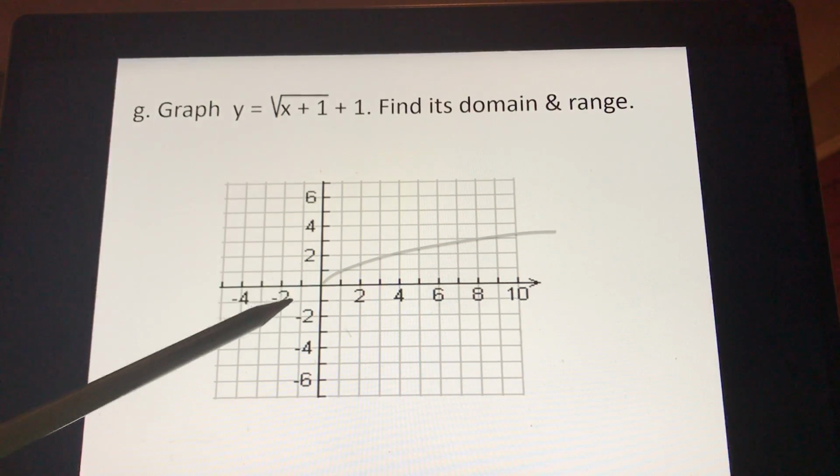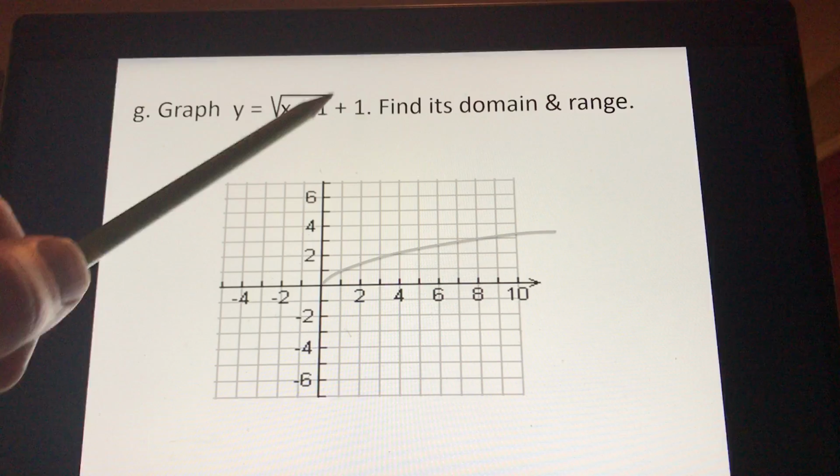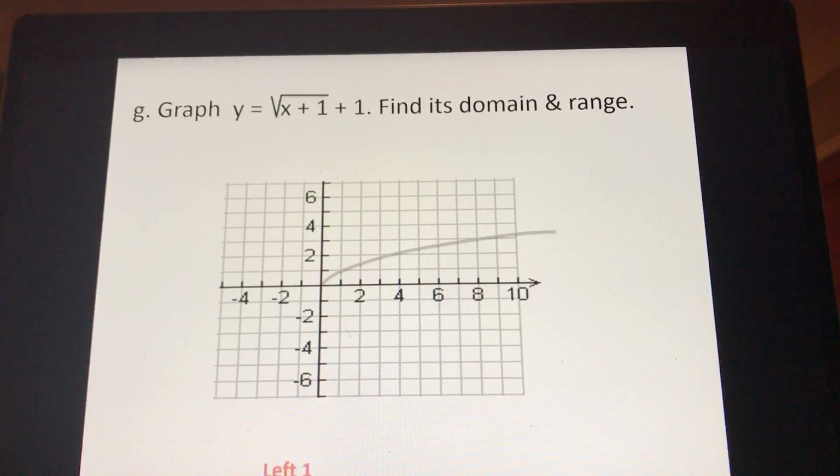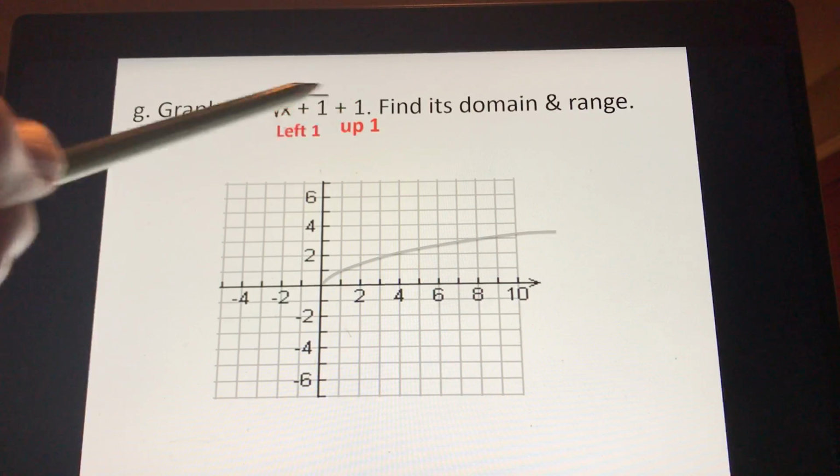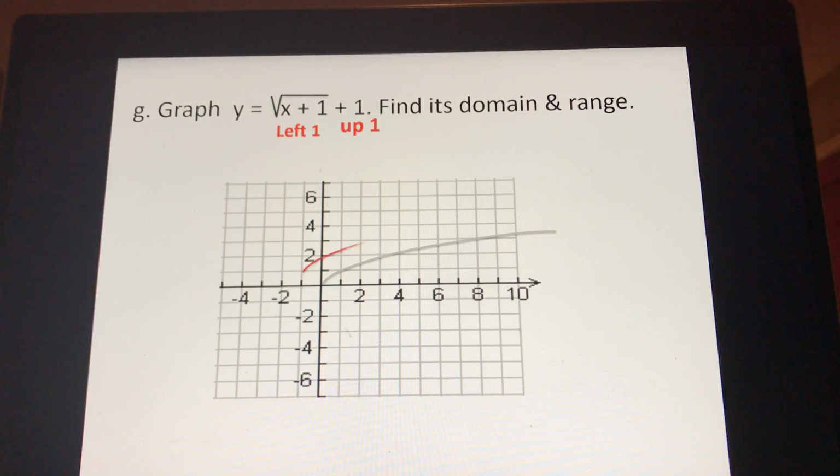So that 0, 0 point is now over here at -1. And this is shifting it up to +1. If I plug in -1 here, I get 0. 0 plus 1 is 1. Hopefully that makes sense. So, we want to get you to a point where you can see how these shifts are taking place without having to make an entire table of values.